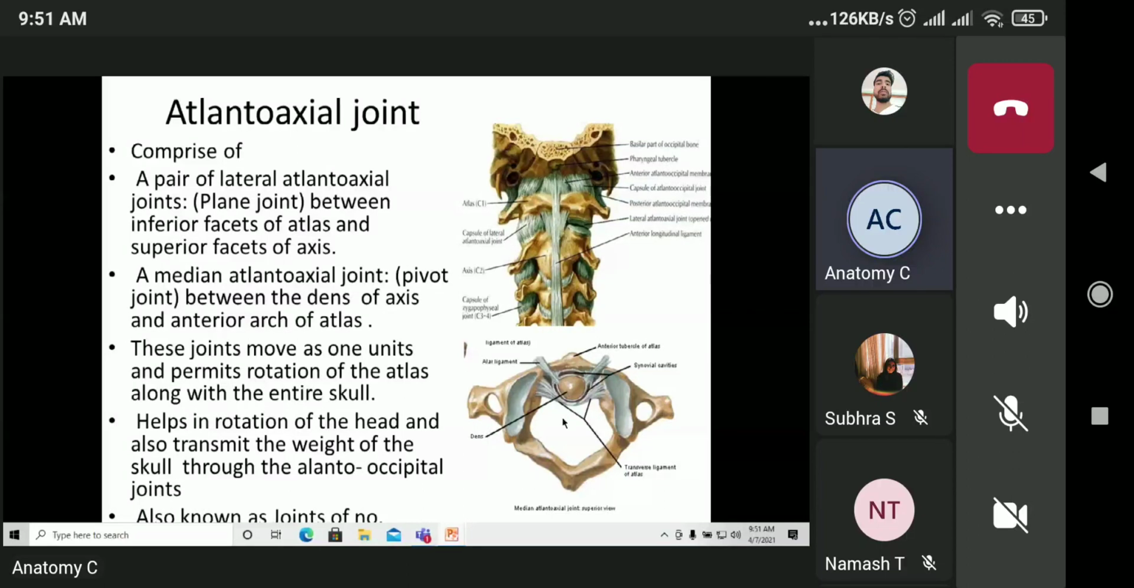So that is the atlantoaxial joint, and that is the atlanto-occipital joint. The nodding movement is atlanto-occipital, whereas the atlantoaxial is also known as the joint of no.